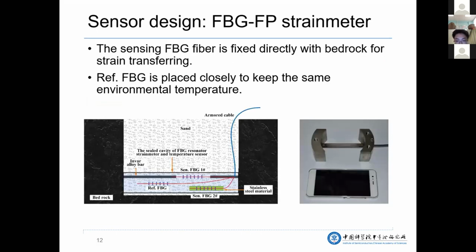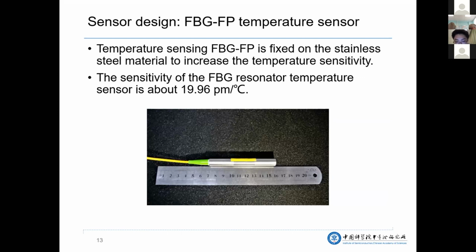This is the diagram and the picture of the designed FBG-FP strain meter. The sensing FBG is fixed directly with a back block for strain transferring. The reference FBG is placed closely to keep the same environmental temperature for high resolution temperature sensing and temperature compensation. The temperature sensing FBG-FP is fixed on stainless steel material to increase the temperature sensitivity. The sensitivity of the FBG-FP temperature sensor is about 19.96.